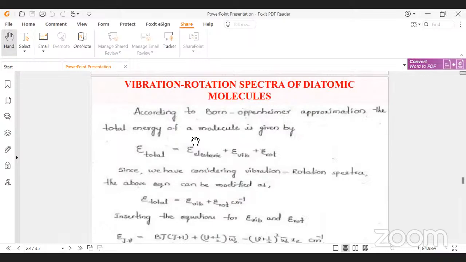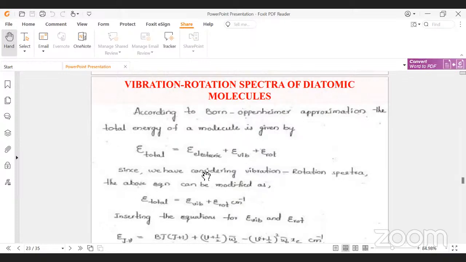Next one is vibrational rotational spectra of diatomic molecules. According to the Born-Oppenheimer approximation, the total energy of the molecule is given by E total equals E electronic plus E vibrational plus E rotational, and also E translational. The translational energy is not quantized energy. That's why we are not considering that energy here. We can consider only these three energies: the electronic, vibrational, and rotational energies.